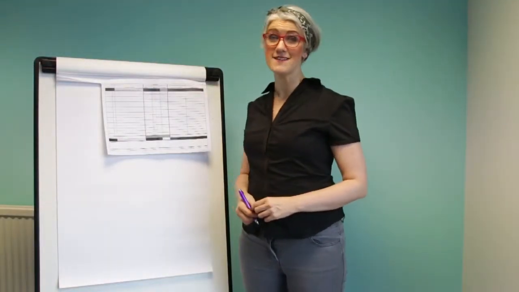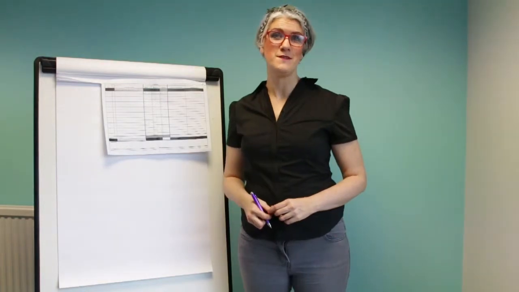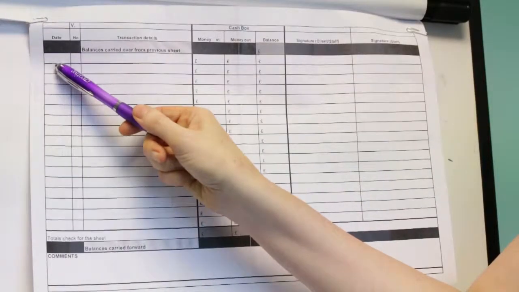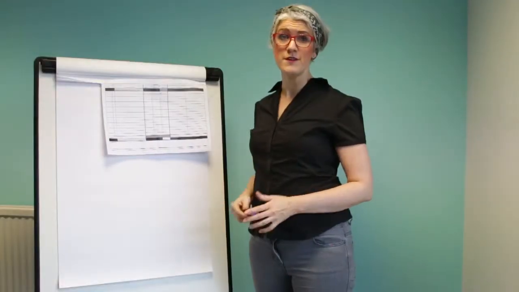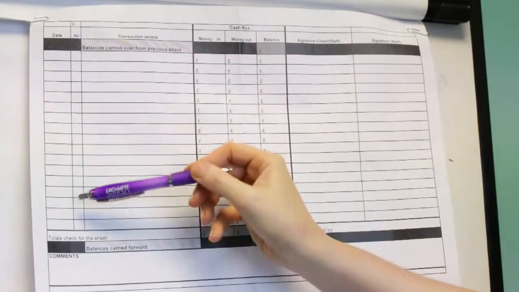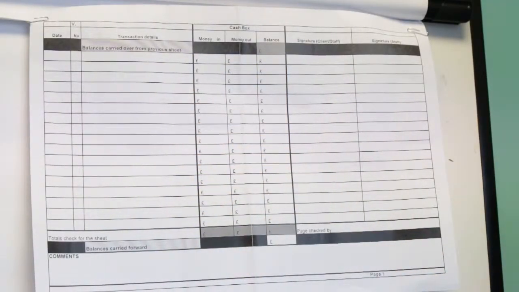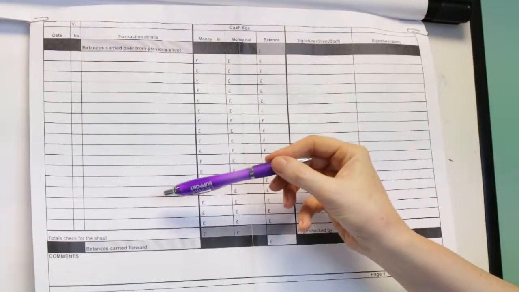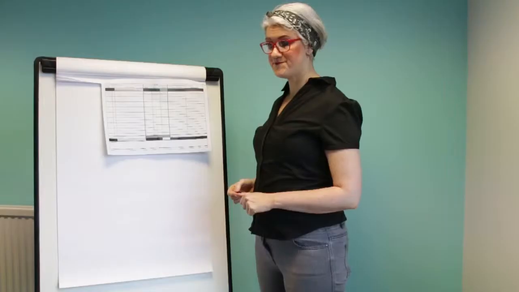Next, we're going to look at how to record when we're depositing money into an account. So we start just the same as before with the date in full in the format of day, month and year. Next we have the folio number, voucher number or receipt number, whatever you call it in your service. Most importantly now we have the transaction details.